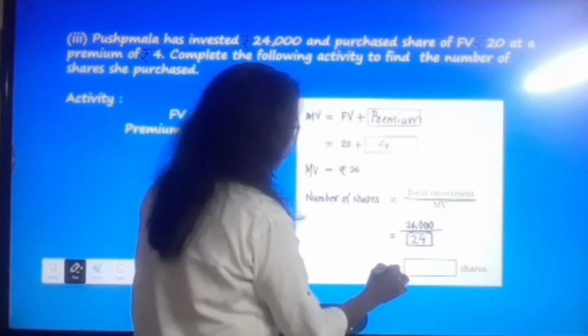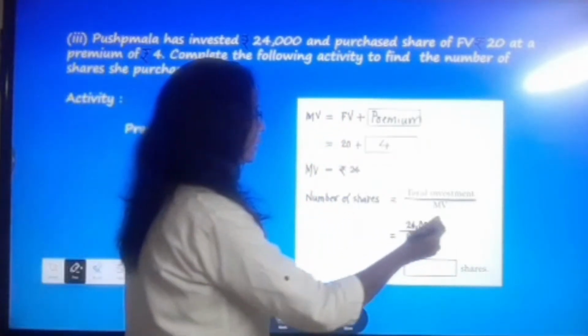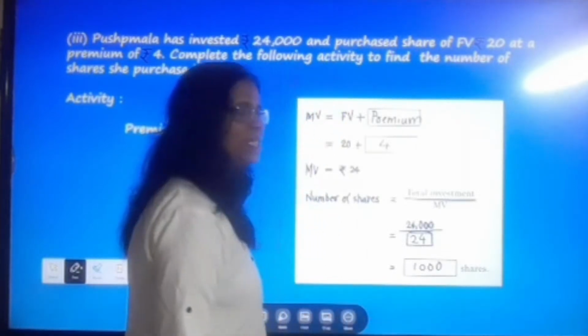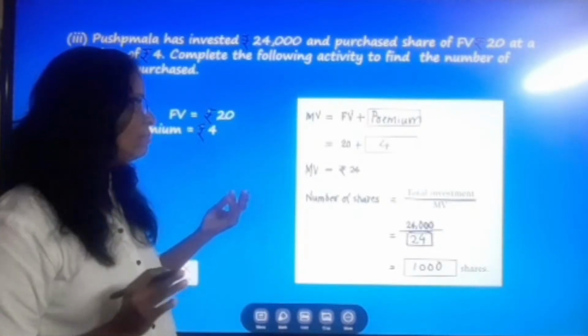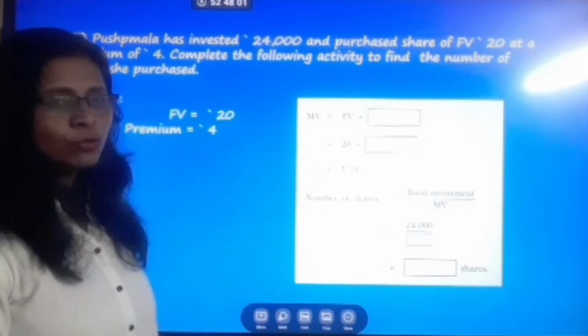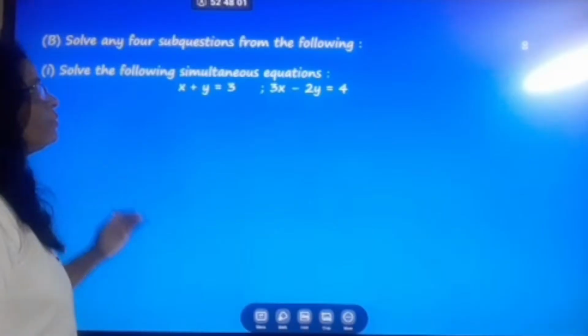And then which is equal to that 24 ones are 24 and then 3 zeros. So 1, 2, 3 zeros. That means here 1000 shares. Okay. So this way this activity is completed. Then next one, students. Next example, I think we come to the B question.